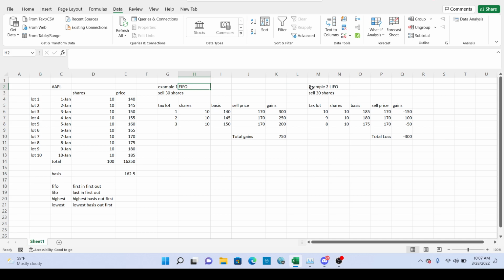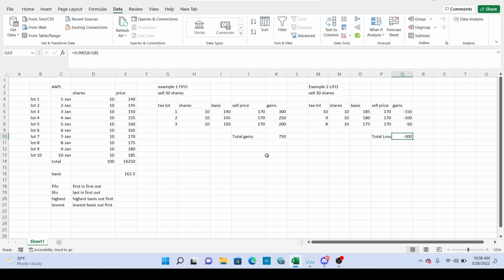And let's talk about LIFO here. So in this same scenario, let's say we sold 30 shares. What's going to happen with LIFO is that the last in is the first out. So we're looking at tax lots 8, 9, and 10. On 8, 9, and 10, we have a basis of 185, 180, and 175. So now we sold at 170. This is the same throughout. And now our total loss is minus $300.